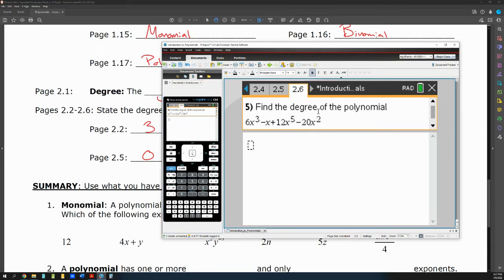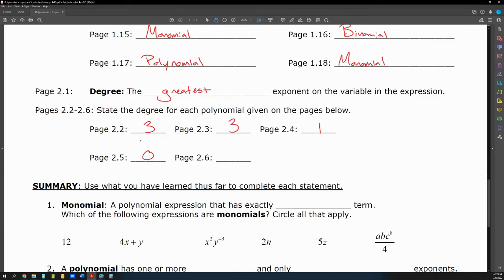And last, we've got a polynomial here. The greatest exponent is 5. So the degree of that polynomial is 5.